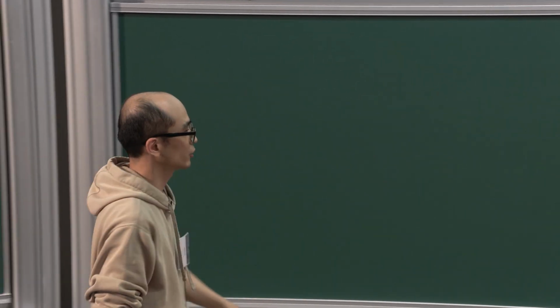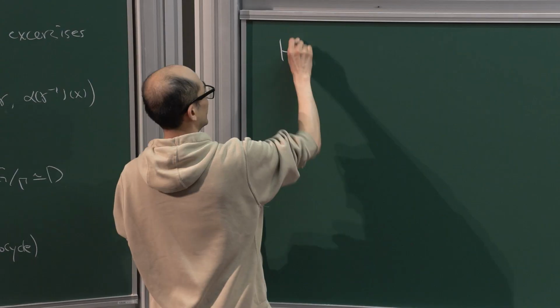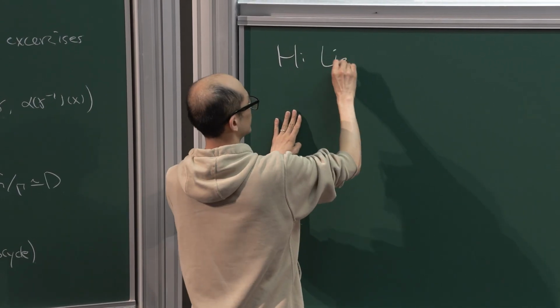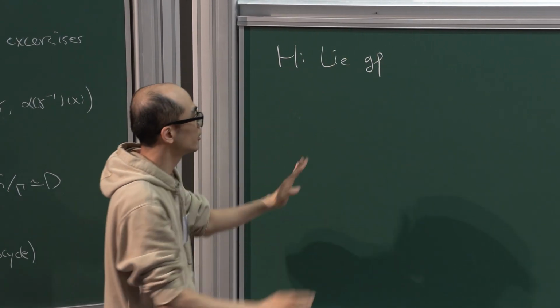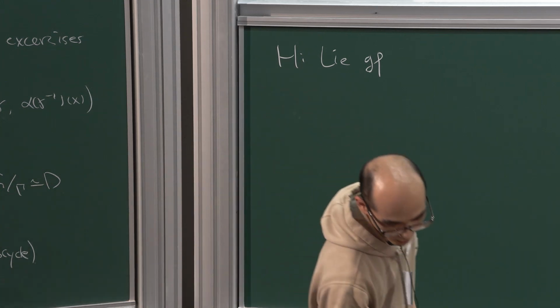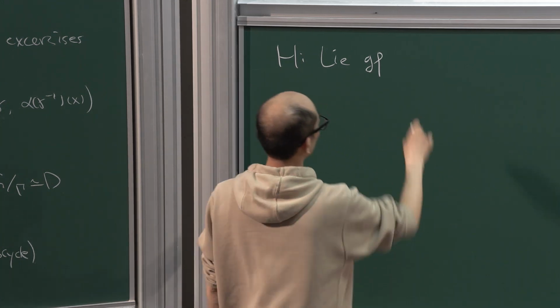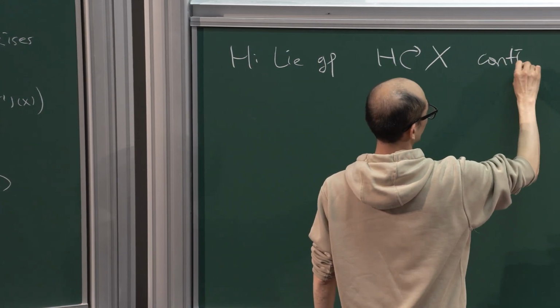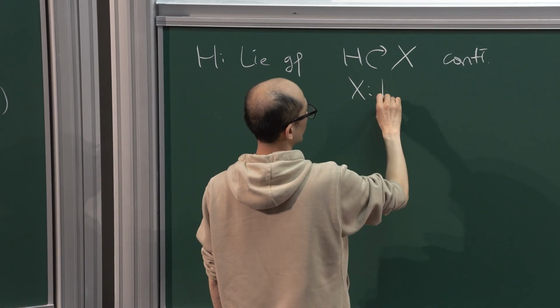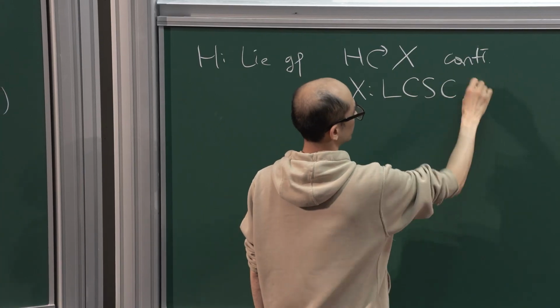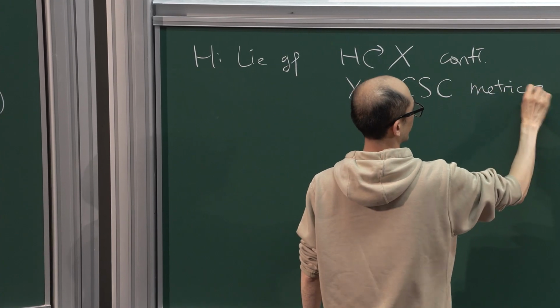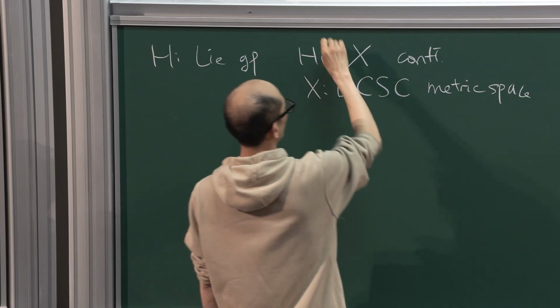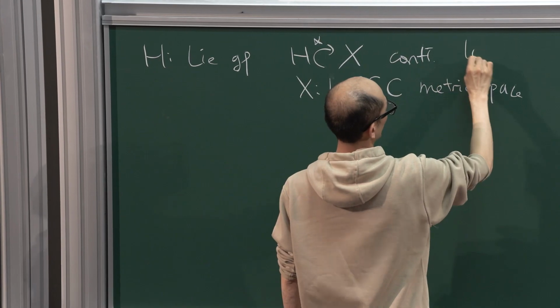And now let's do some math. So now H is a Lie group, let's say. This is more general, but I don't want to go to the general case. H is a Lie group. And now I want to think about an H action on X, a continuous action, where X is a locally compact second countable metric space. And the action α is continuous and locally free.